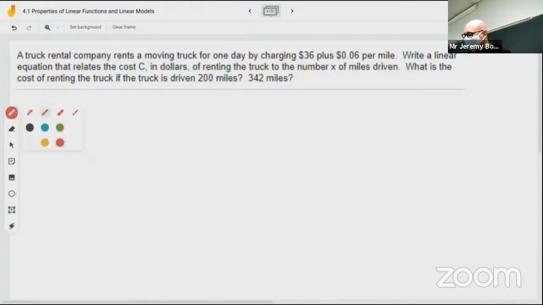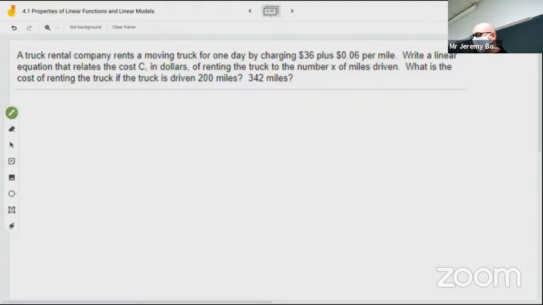So first one, a truck rental company rents a moving truck for 1 day by charging $36 plus $0.06, or 6 cents, per mile. Write a linear equation that relates the cost C in dollars of renting a truck to the number of X miles driven. And then we want to figure out the cost of renting a truck if the truck is driven 200 miles or 342 miles. So we'll give you a moment, and then we will go.